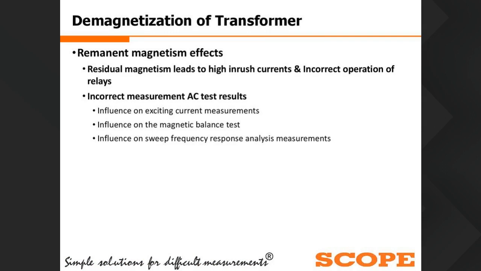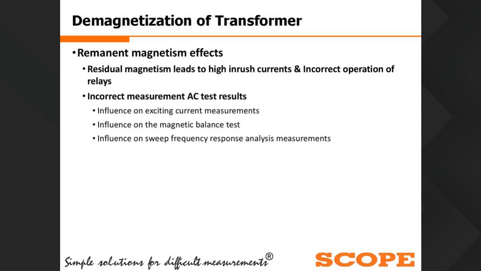What will happen if remnant magnetic flux or remnant magnetism is present? It will affect the residual magnetism and lead to high inrush currents, which will cause incorrect operation of the relays. Also, it will give incorrect measurements in the AC test results, wrong measurements of the excitation currents, influence the magnetic balance test, and influence the sweep frequency response analysis measurement.